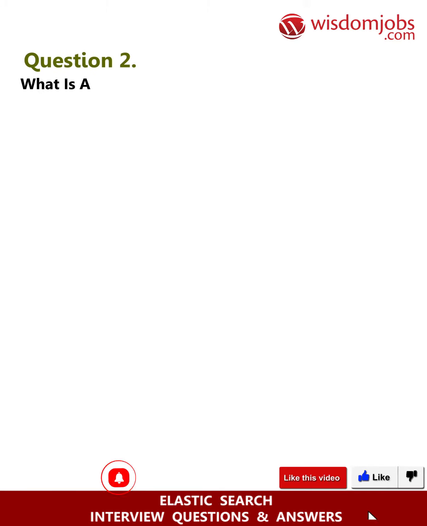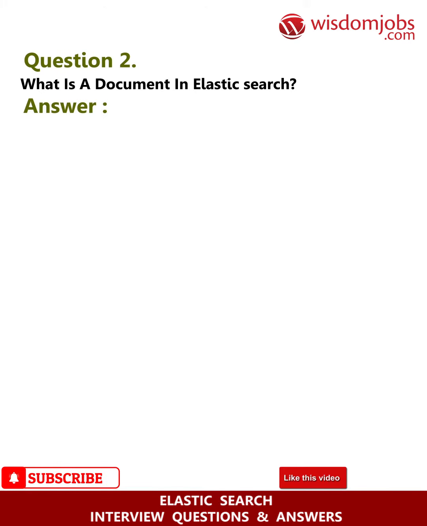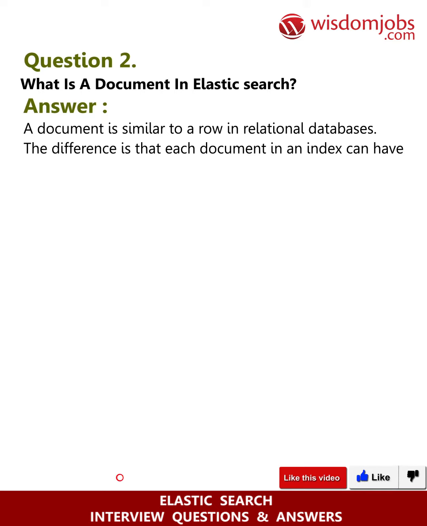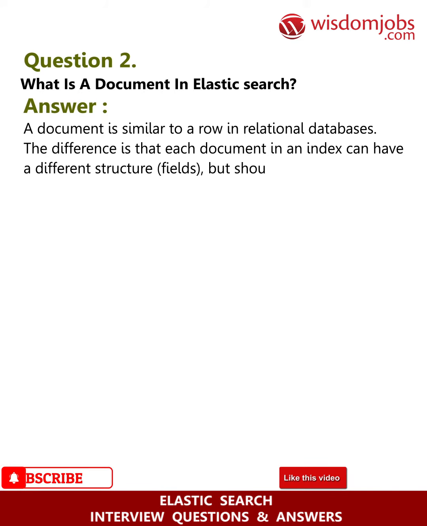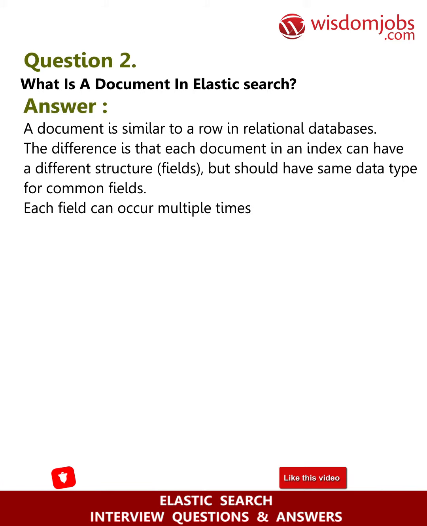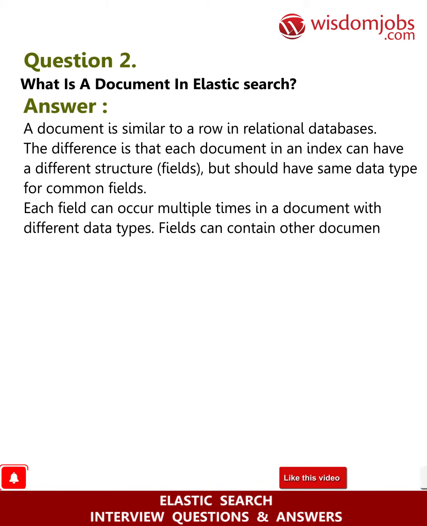Question 2. What is a document in Elasticsearch? Answer. A document is similar to a row in relational databases. The difference is that each document in an index can have a different structure, fields, but should have the same data type for common fields. Each field can occur multiple times in a document with different data types. Fields can contain other documents too.